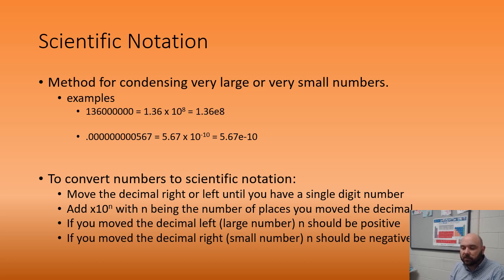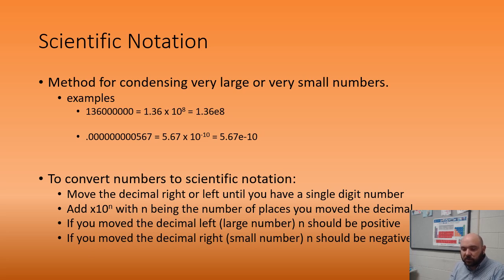You can see if we had a large number like 136 million, we could also express that instead as 1.36 times 10 to the 8th. Or alternatively, you may see it written sometimes as 1.36E8. And the E is just a shorter abbreviation for times 10 to whatever number you see there. Alternatively, we can also use scientific notation to make very small numbers a little bit easier to write as well.